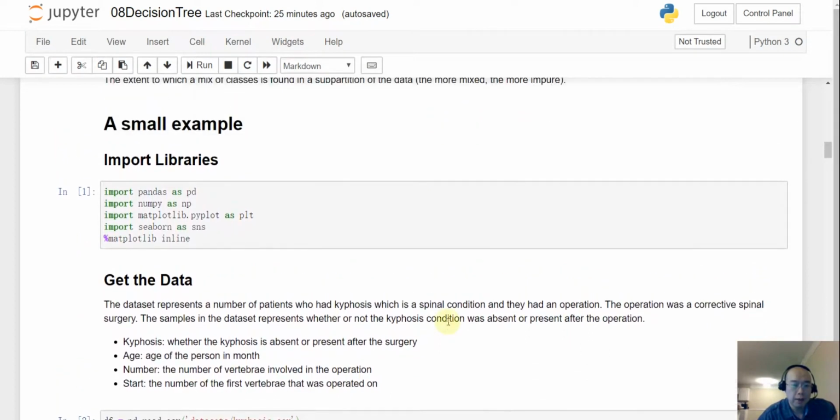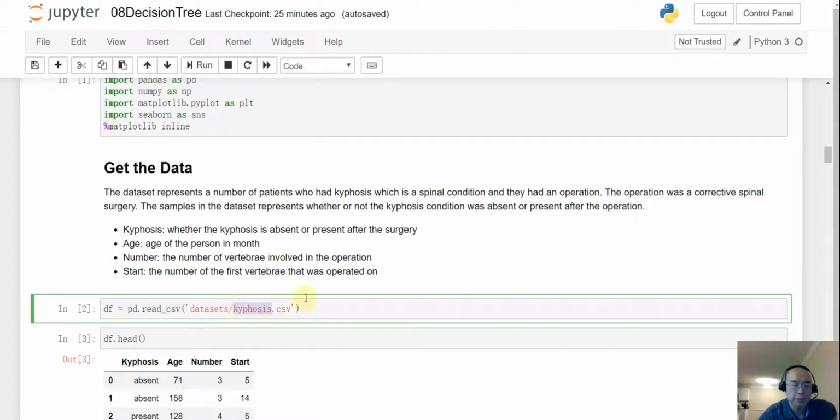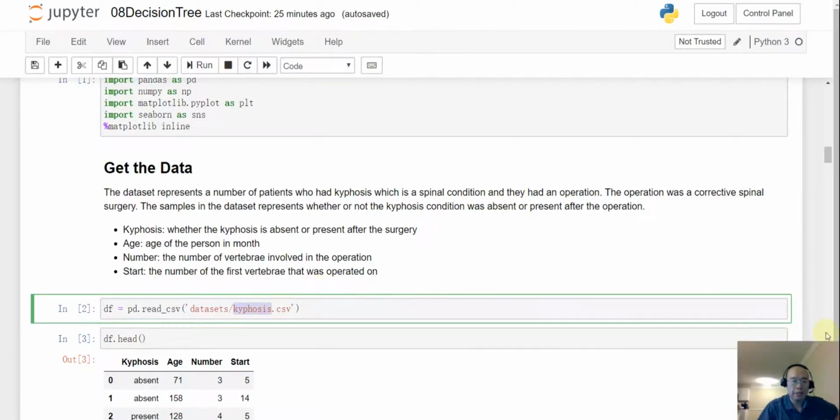So let's see a very small example. We import all the necessary packages, and then this is a dataset of kyphosis. Kyphosis is a disease on the person's spine. If a newly born baby has this kind of disease, people can see that almost immediately. So when a newly born baby has this disease, one of the choices that the doctors can make is to give the baby a surgery immediately or a few weeks after the baby is born.